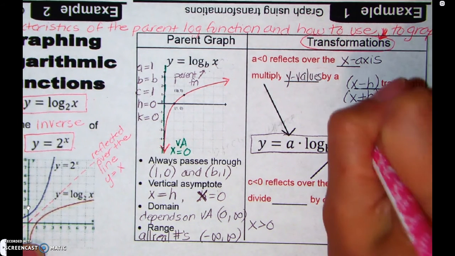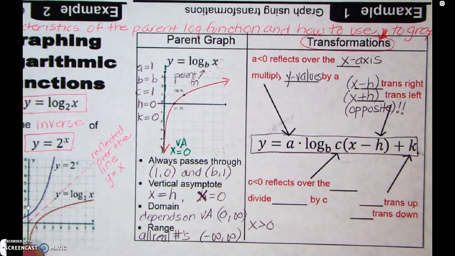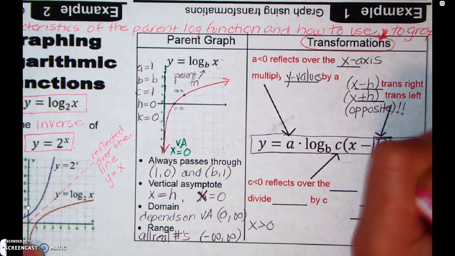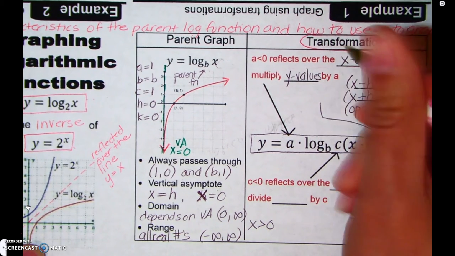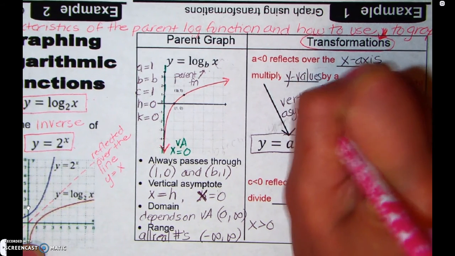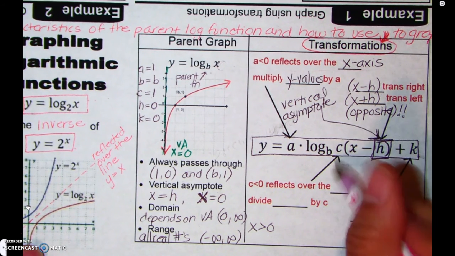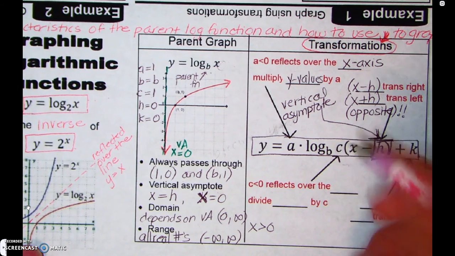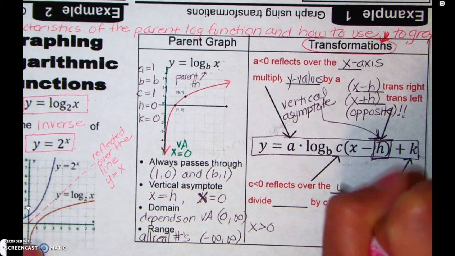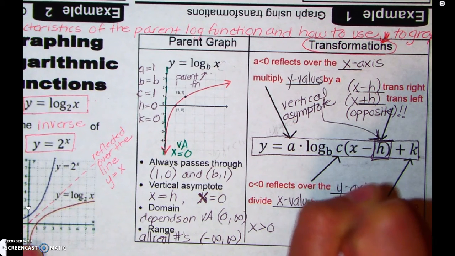Remember that anytime it's inside the parentheses, it's the opposite of what you see. Okay, the letter H is also important because it determines your vertical asymptote. The letter C in front of the x on the outside of the parentheses says that if it's less than 0, it reflects over the y-axis, and you're going to divide all of the x values by C.